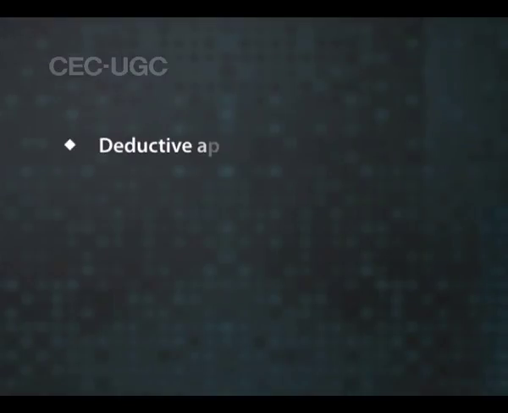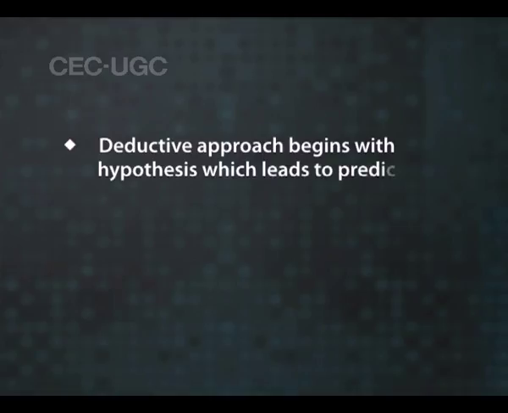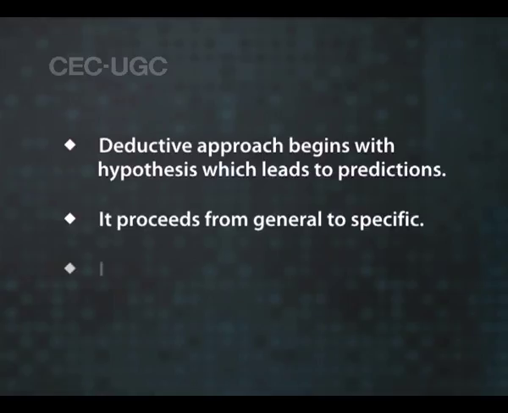How do experiments test hypotheses? Experiments test hypotheses by testing the correctness of predictions that can be derived from them. This process involves deductive logic or deduction. Some of the characteristics of deductive logic are: the deductive approach begins with a hypothesis which leads to predictions. It proceeds from general to specific. It is a method of verification.